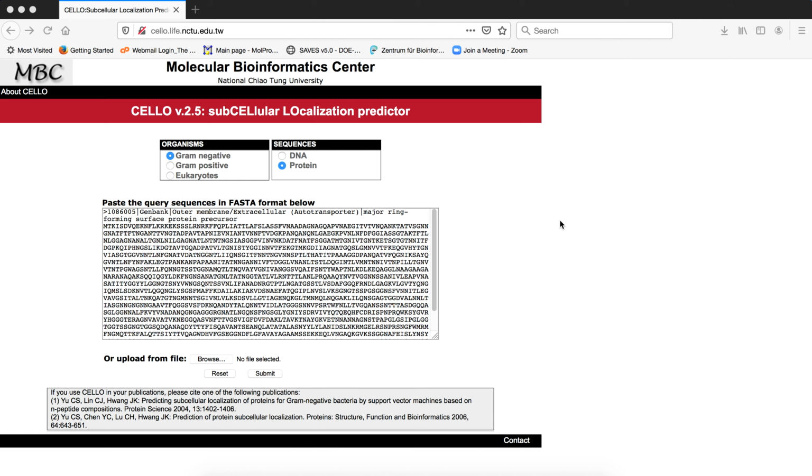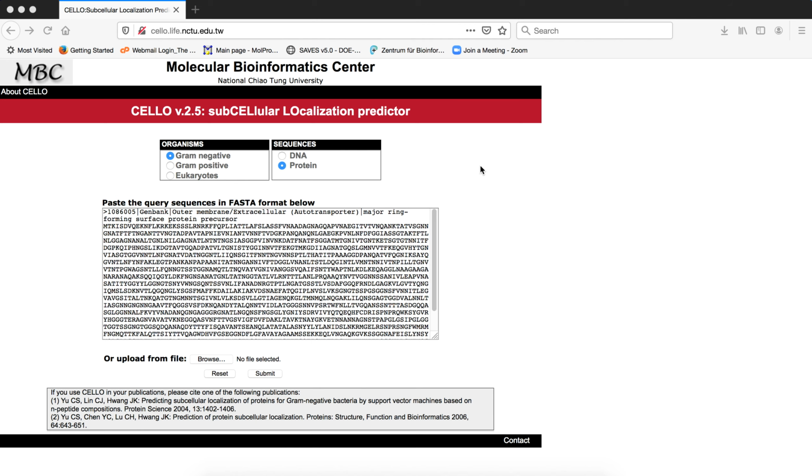CELLO uses 4 types of sequence coding schemes: amino acid composition, dipeptide composition, partitioned amino acid composition, and the sequence composition based on the physicochemical properties of amino acids. And a combination of the predictions from all these data taken together is considered to be the input vector, which is run through several SVM classifiers, and finally we come out with a prediction of the localization of the sequence that we have submitted.